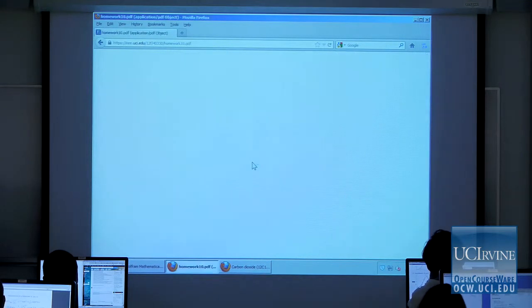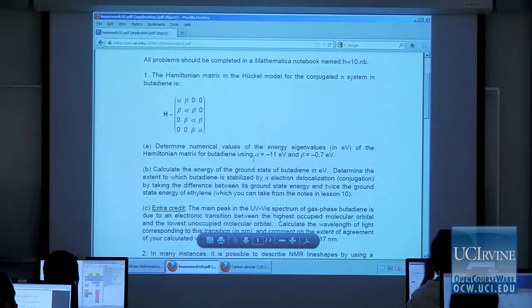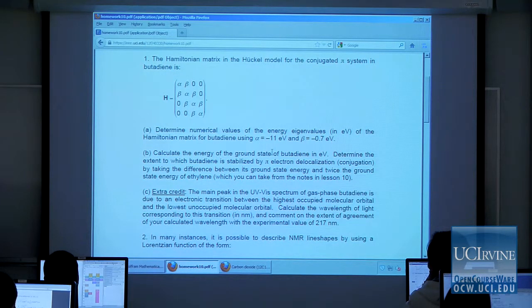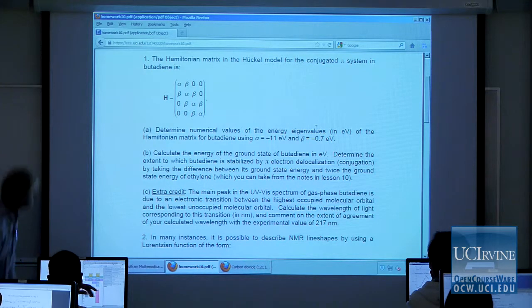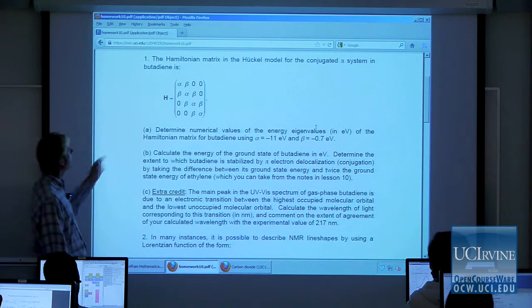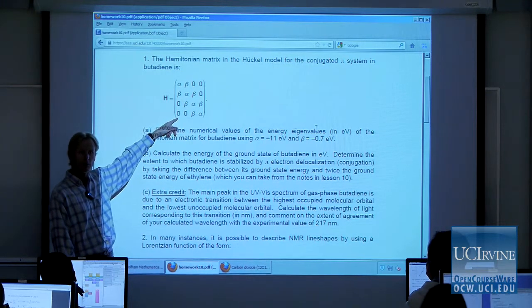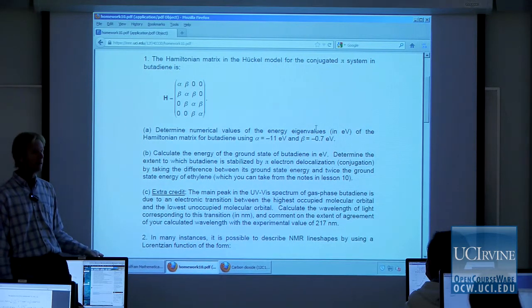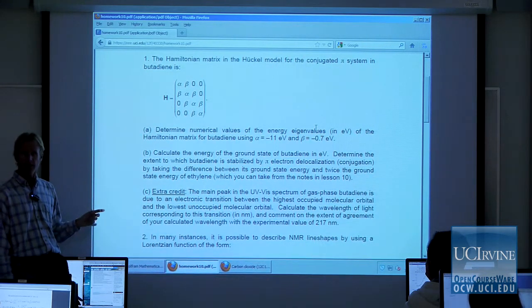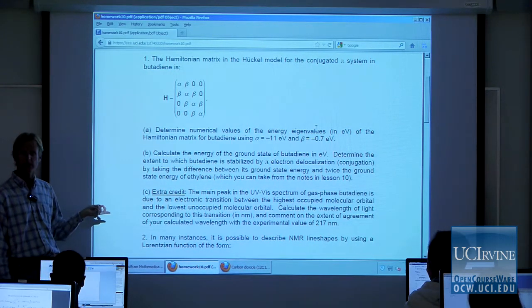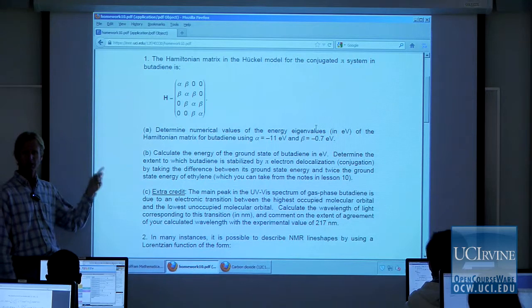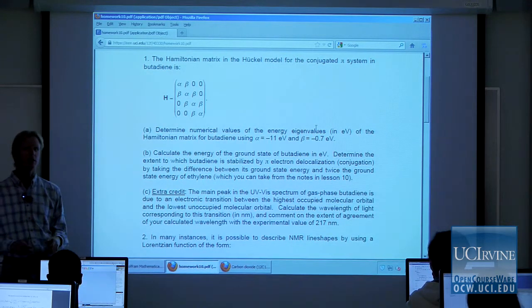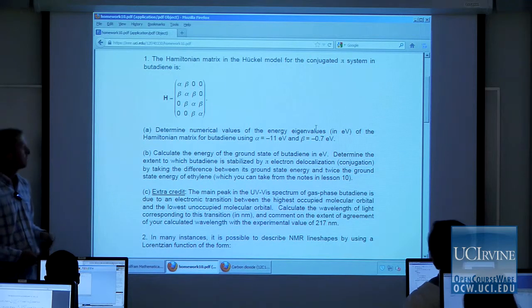All right, so here's the homework. It's 2 problems. I decided not to get carried away and give you a really nasty matrix problem, but I am asking you to do a Huckel calculation. So here in the first problem, I've given you the Hamiltonian matrix within the Huckel model for butadiene. Butadiene is conjugated. It's like 2 ethylenes separated by a single carbon-carbon bond, and we know from organic chemistry that due to conjugation, there's resonance, delocalization, and stabilization of the butadiene pi system.